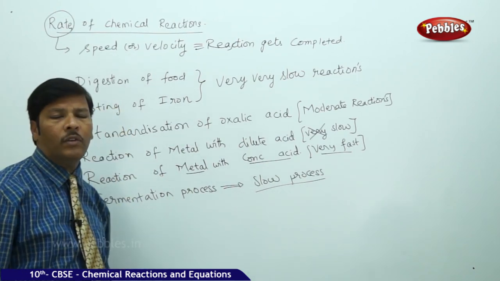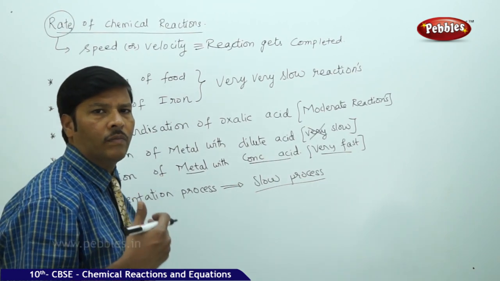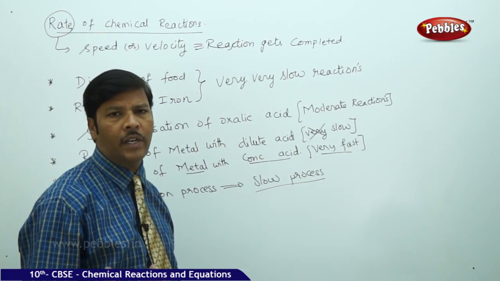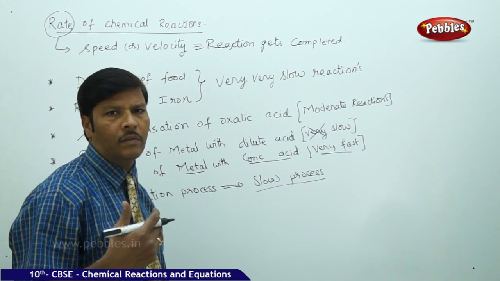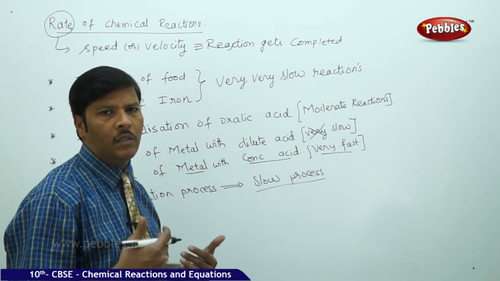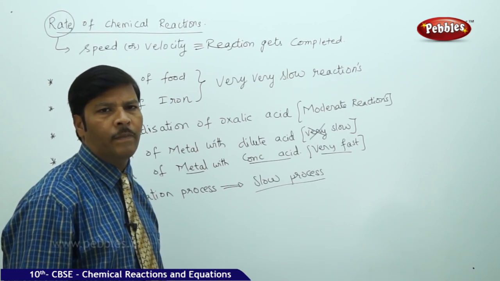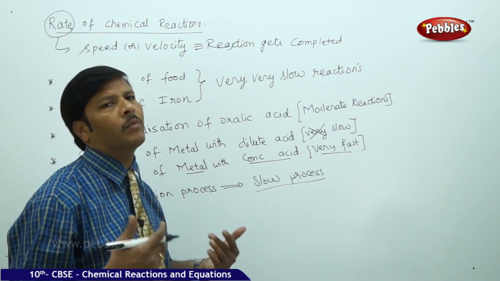If you take digestion of food in particular, whatever food we consume is in the form of complex carbohydrates. These carbohydrates, with the various enzymes which are present in our body, are broken down into simpler substances in the form of proteins and amino acids. And these proteins and amino acids are absorbed into our body.